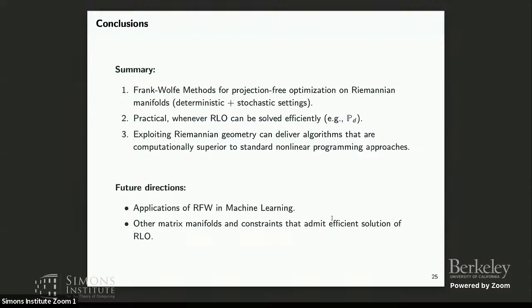In future directions, I hope to explore applications of this, especially in machine learning contexts, and also look more systematically at how we can efficiently solve the linear oracle for other matrix manifolds and other constraint sets, maybe starting with some of the initial examples that I showed.